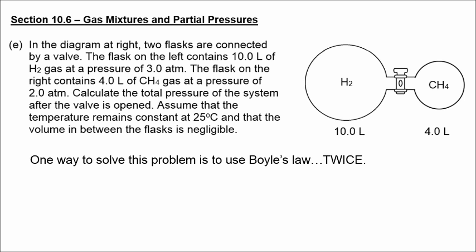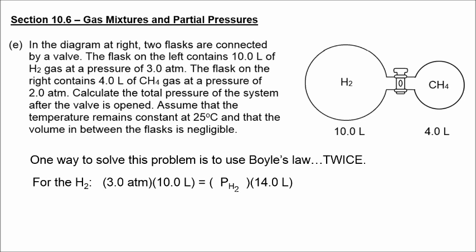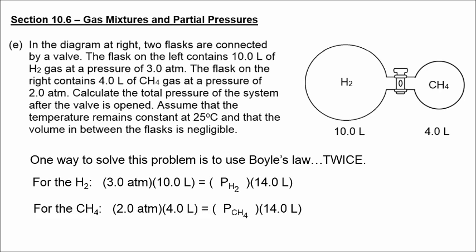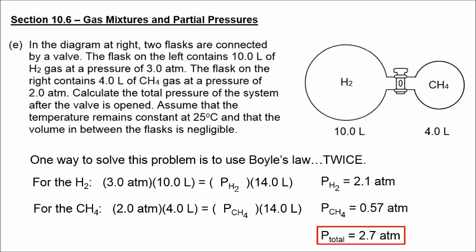two pressures together. So for the hydrogen, P times V equals P times V. The new pressure is going to be 3 times 10 divided by 14. And for the methane, P times V equals P times V. The new pressure of methane would be 2 times 4 divided by 14. So this math gives us a final pressure of hydrogen of 2.1 atmospheres, and the pressure of the methane is 0.57 atmospheres. The rule for adding these together is to use the least number of decimal places. So we get a total pressure of 2.7 atmospheres.